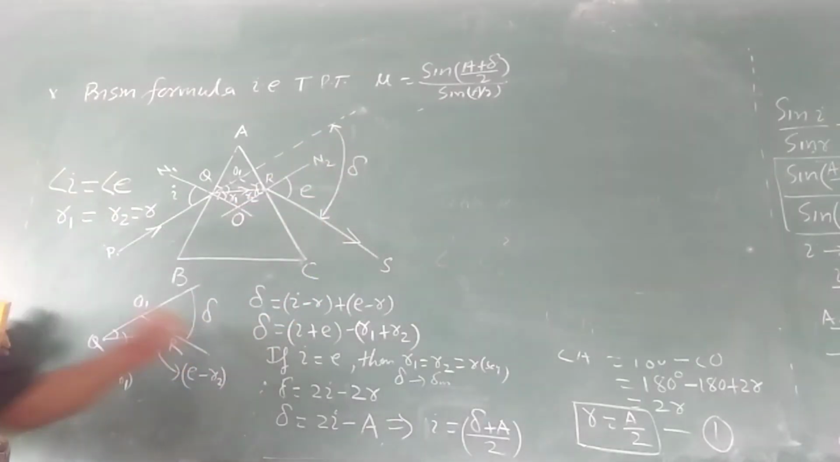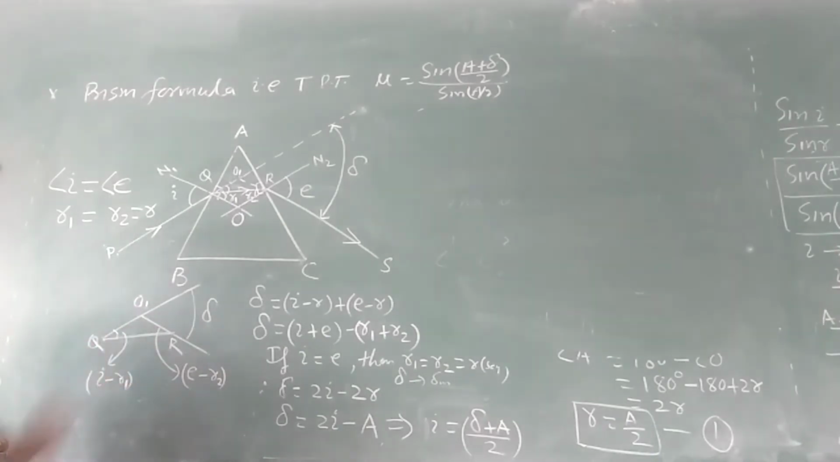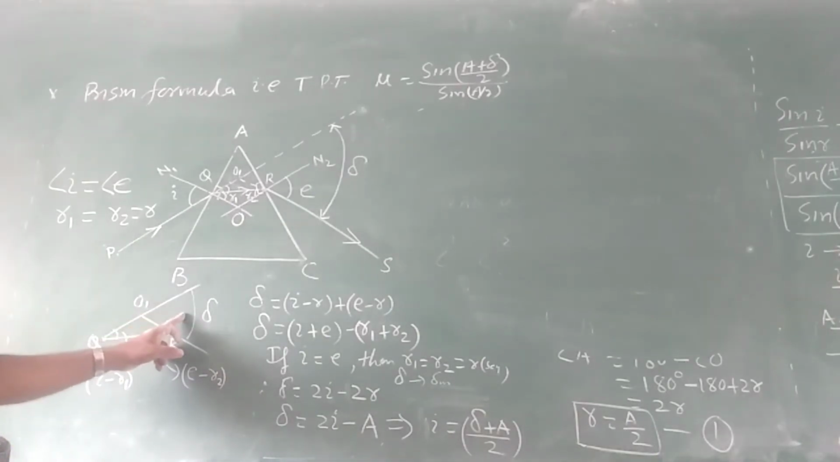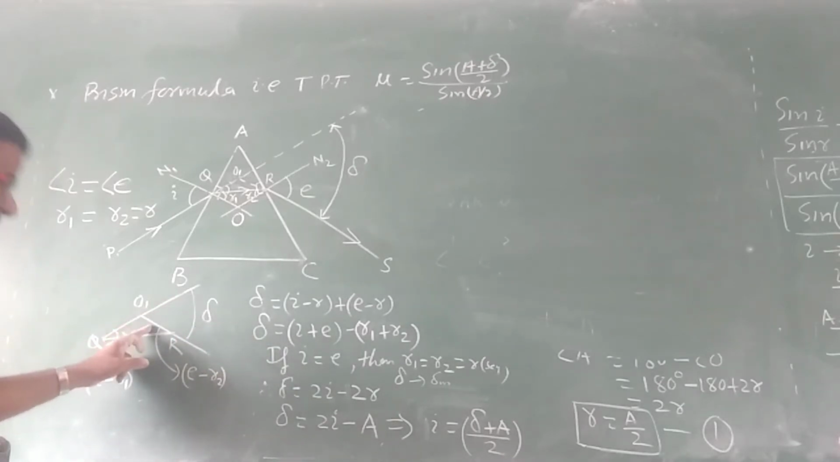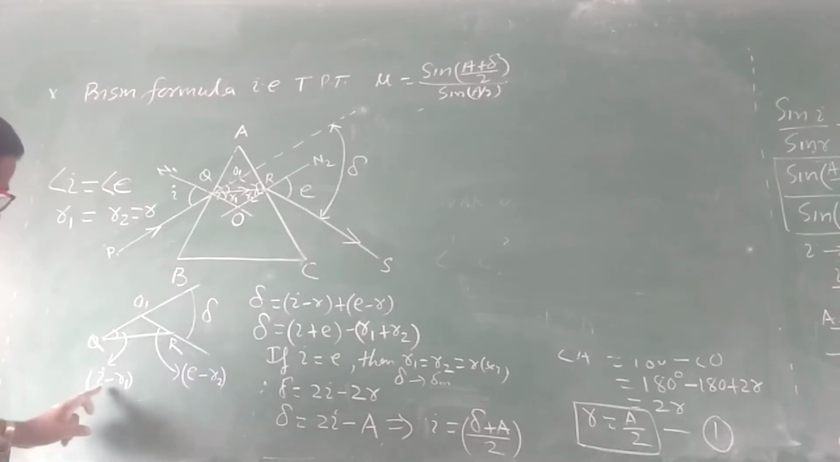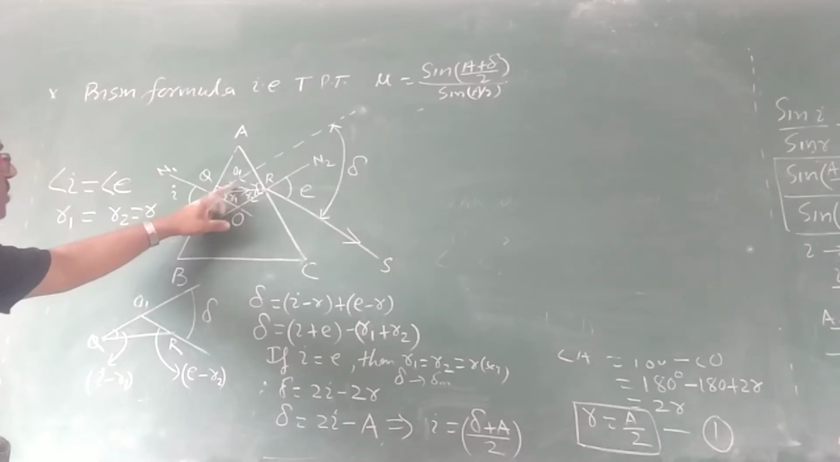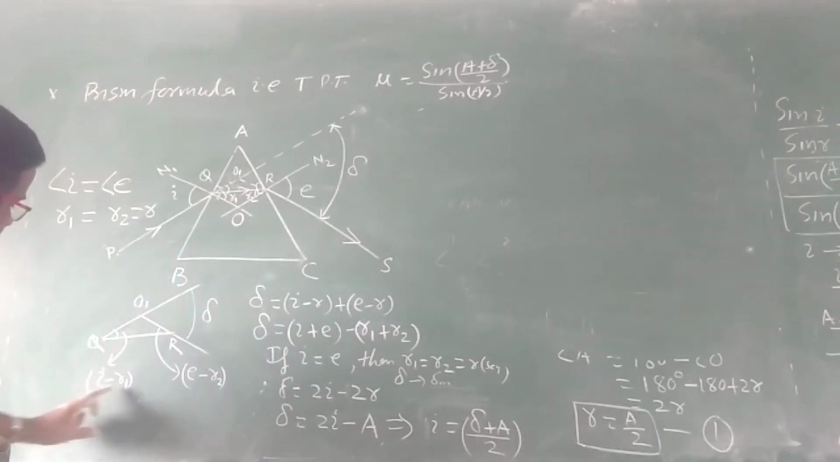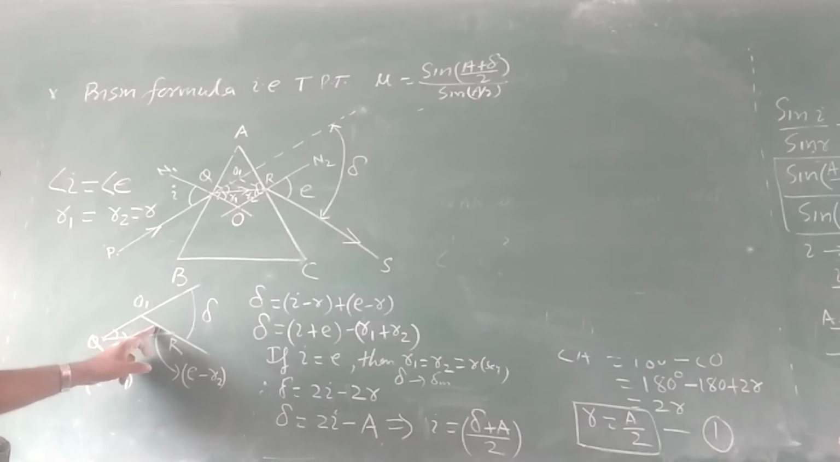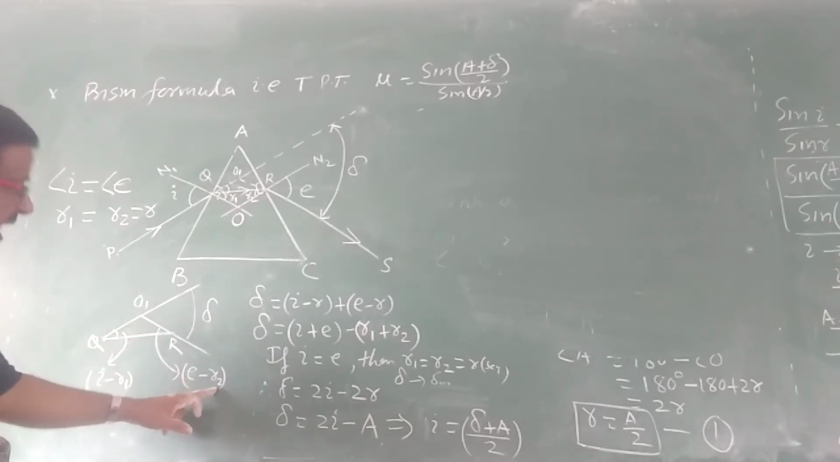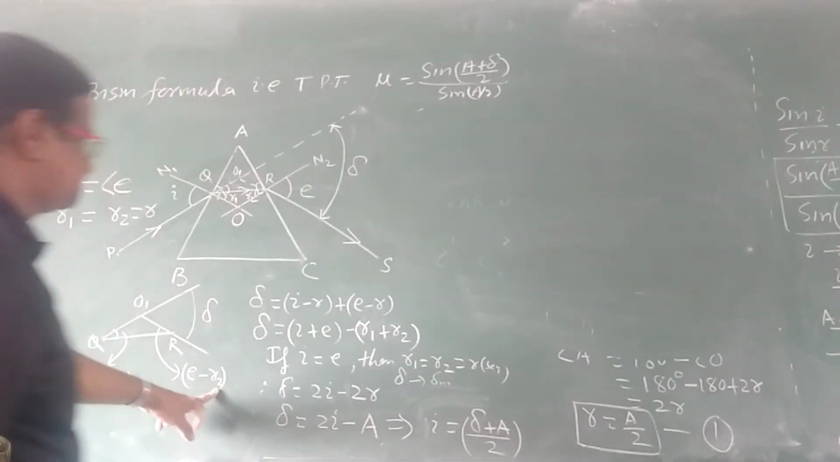So this angle is delta, and this is the triangle. So we can say that delta is the external angle, and that external angle is equal to the sum of two interior angles. So we have taken here I, this one is R1, so this will be equal to I minus R1. Here I have enlarged the figure, I minus R1, and similarly angle R can be written as E minus R2, E minus R2 we have taken here.